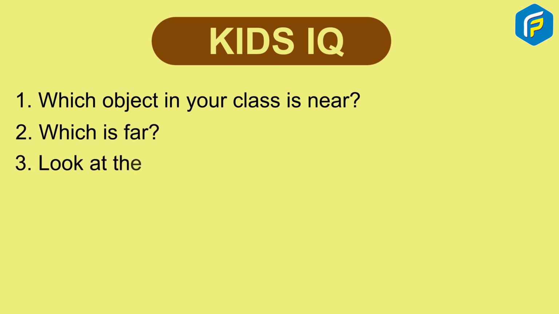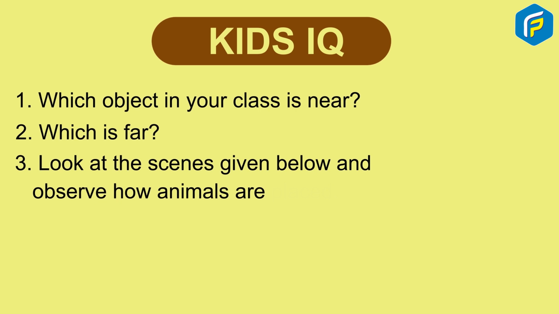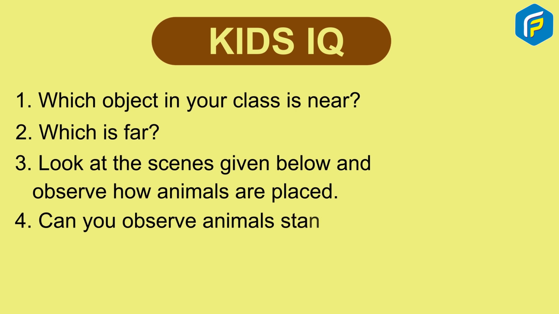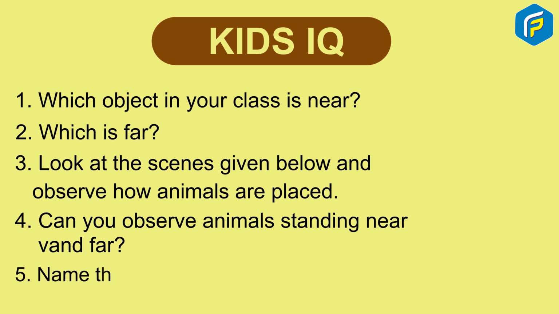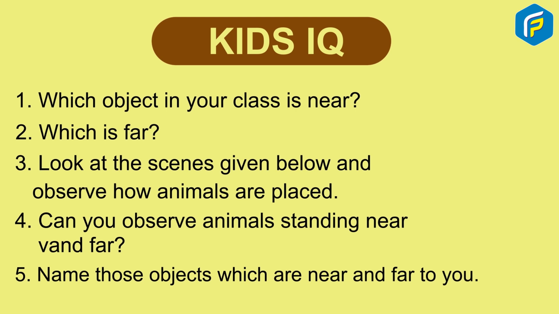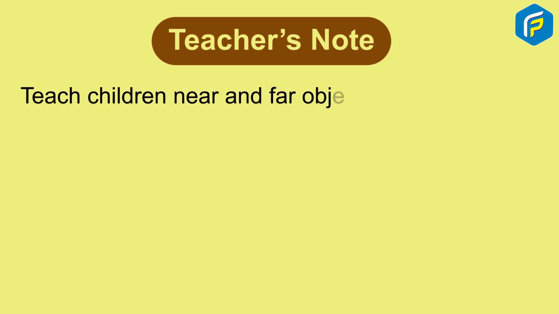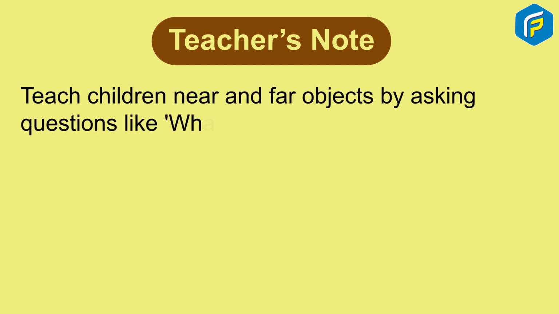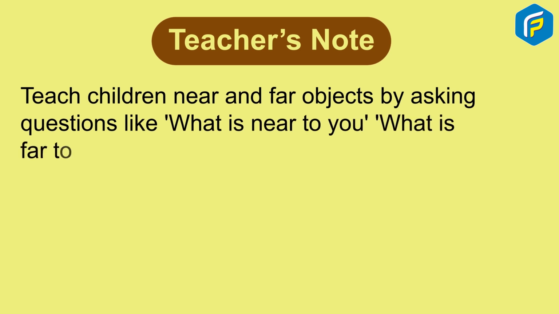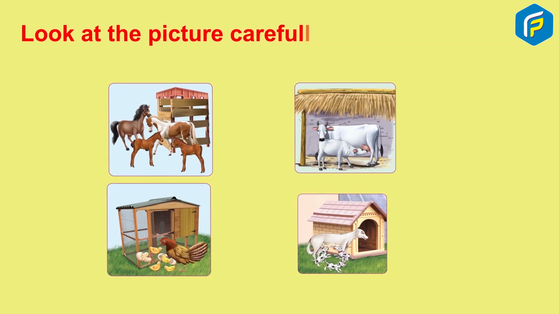3. Look at the scenes given below and observe how animals are placed. 4. Can you observe animals standing near and far? 5. Name those objects which are near and far to you. Teacher's note. Teach children near and far objects by asking questions like what is near to you, what is far to you. Activity. Look at the picture carefully.